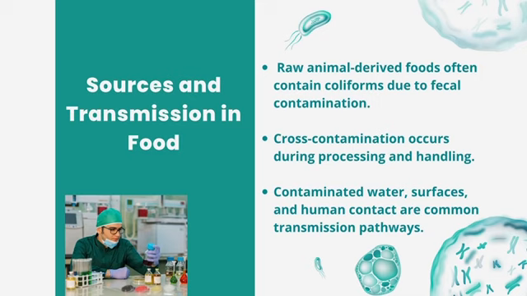Second, we have cross-contamination that usually occurs during processing and handling. So at storage, at the farm, anywhere that they handle the food originally. Three, we have contaminated water, surfaces, and human contact. It can be contaminated water, it can be the surface that we're placing the food on, it can be human contamination, maybe they have poor hygiene.